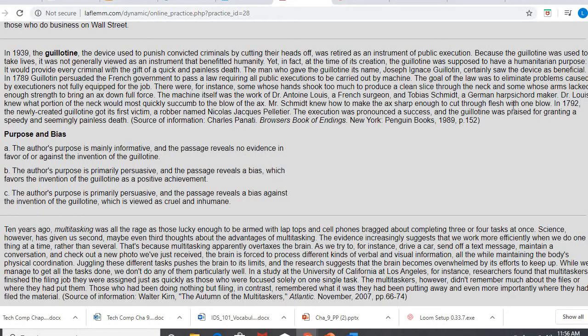So this one here. In 1939, the guillotine, the device used to punish convicted criminals by cutting their heads off, was retired as an instrument of public execution. Because the guillotine was used to take lives, it was not generally viewed as an instrument that benefited humanity. Yet, in fact, at the time of its creation, the guillotine was supposed to have a humanitarian purpose.